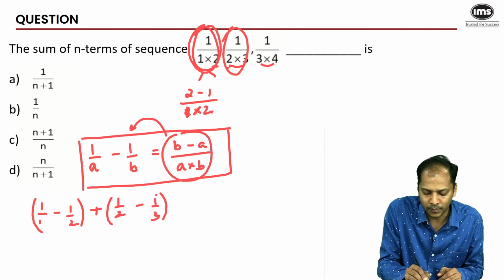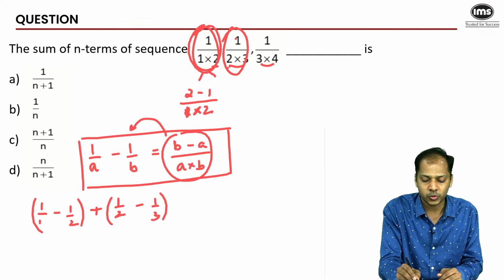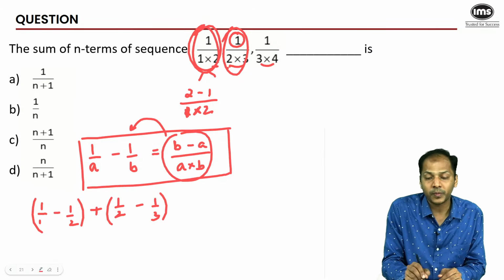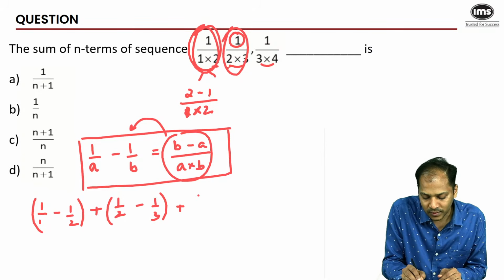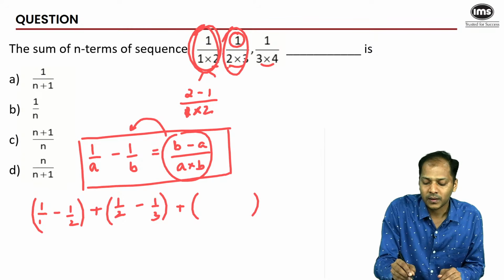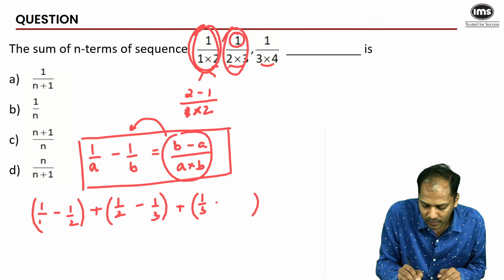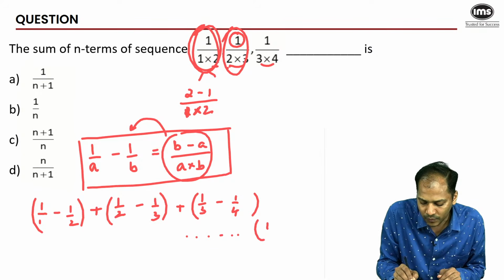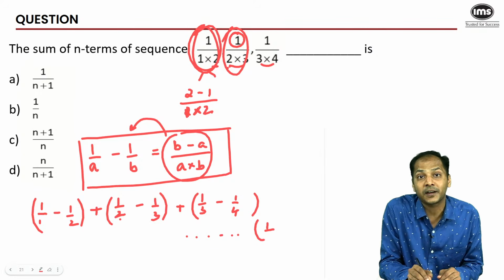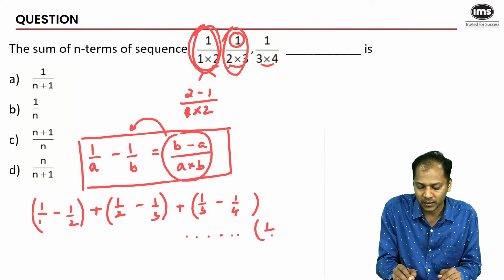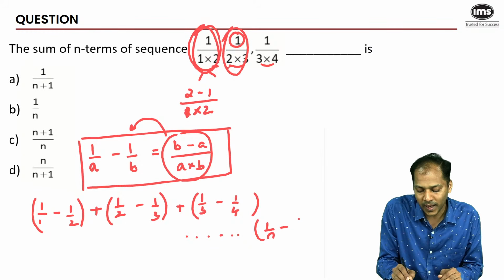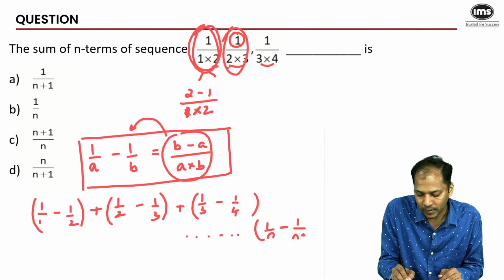You can verify, 3 minus 2 is 1, and the denominator would be 2 into 3, plus the third term of this sequence, and that would be 1 by 3 minus 1 by 4, and so on. The nth term of this sequence would be, first term is 1 by 1, second term is 1 by 2, the third term is 1 by 3. So the nth term is 1 by n minus 1 upon n plus 1.